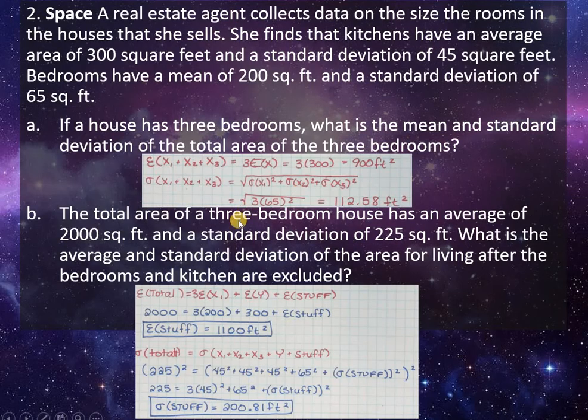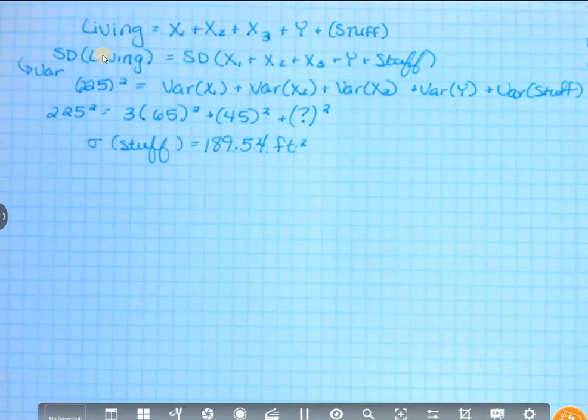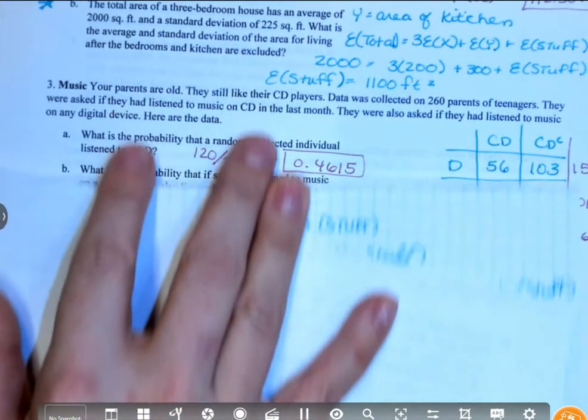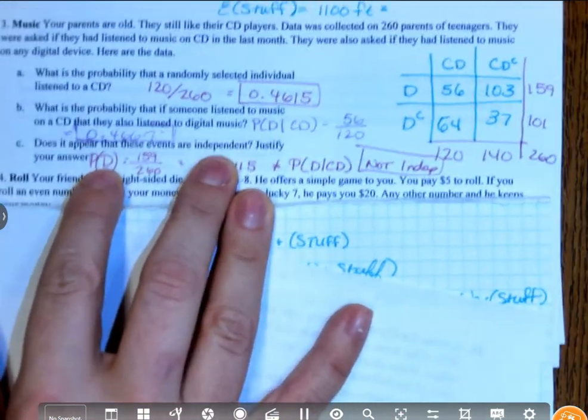Because it said that we were talking here about the total area of the house has an expected value and a standard deviation. The 225 was the total house standard deviation. So what I did is I put it into an equation. I said the total house standard deviation squared is each room and anything else added up. Okay? All right, so let's just finish this sucker off with the last problem.